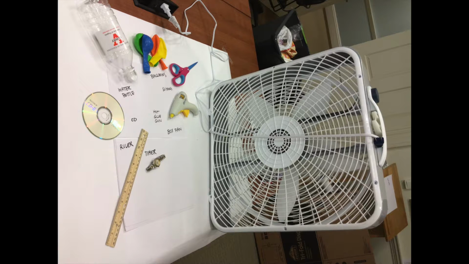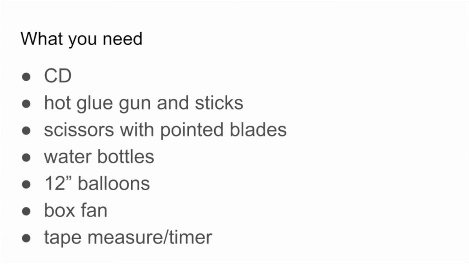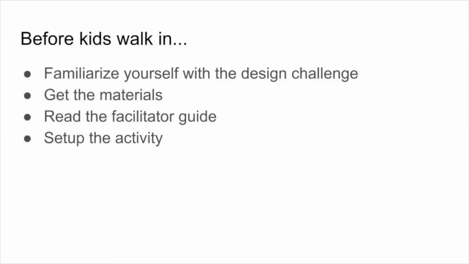The materials needed for this activity include a box fan, balloons, scissors, a hot glue gun, water bottle, CD, ruler, and a timer. Before the kids walk in, you want to make sure that you have familiarized yourself with the design challenge. You have all your materials that you need ready to go. You've read the facilitator guide as it contains many important details for this activity, and you've set the activity up so that when the learners come in, they can begin to have fun.